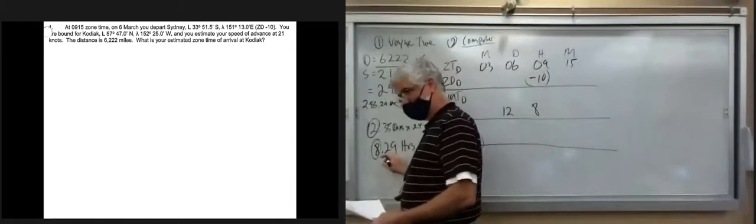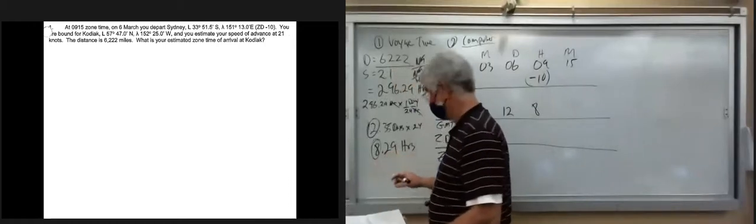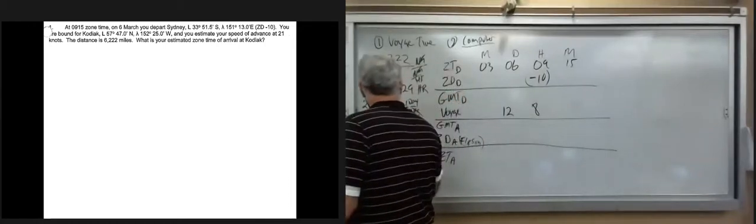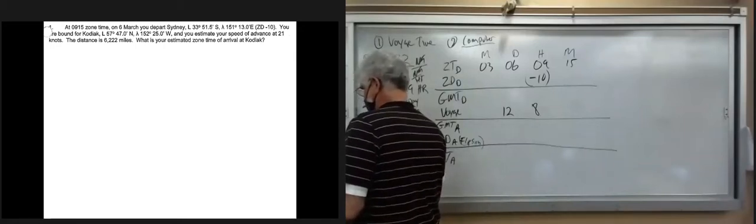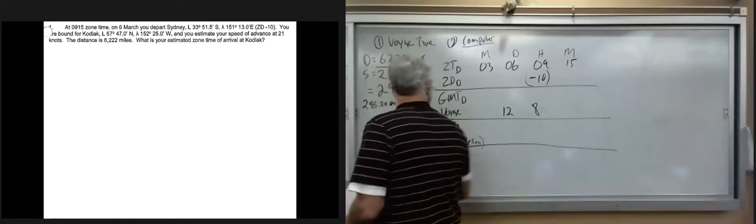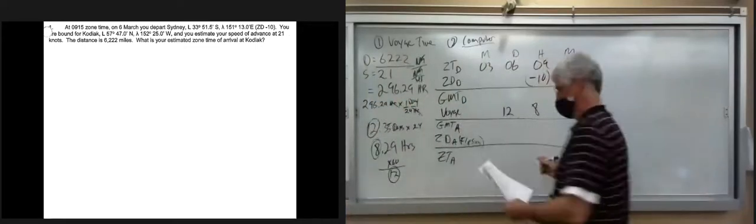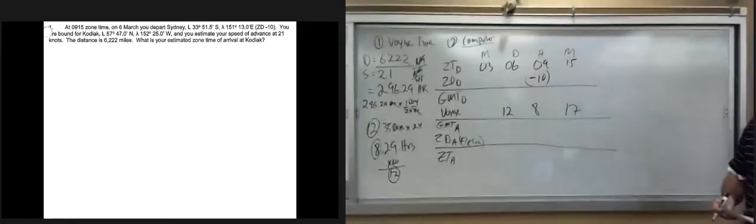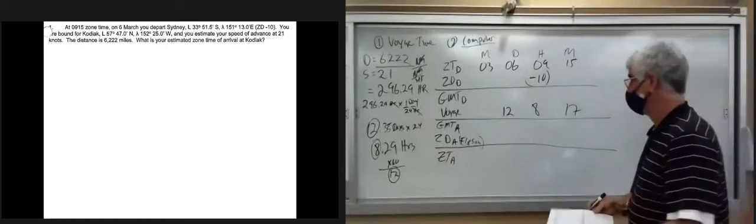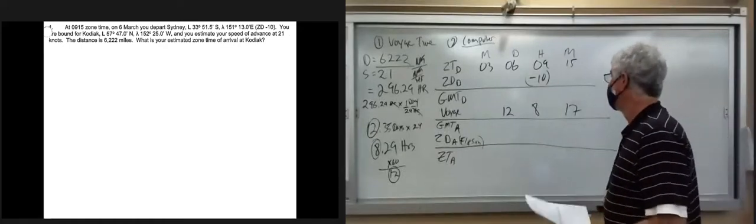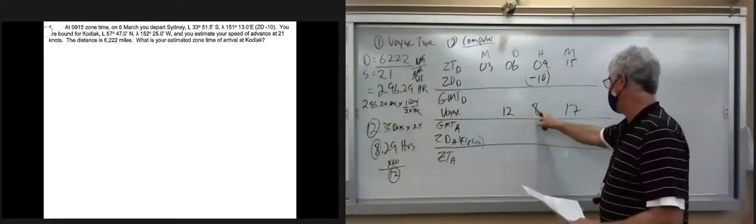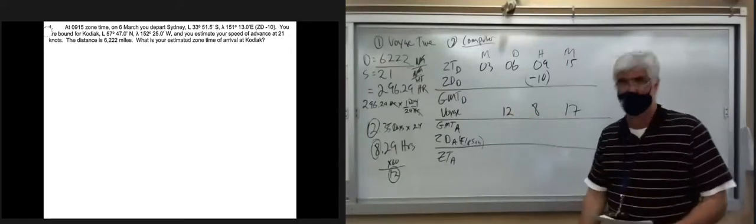Now the 0.29 hours, what do we do with that? I have to multiply times 60 for the minutes. And now I get, that's the last bit, 17. Okay, now we're back on track. Sorry about that. Can't read my own notes. So the voyage is 12 days, 8 hours, and 17 minutes.